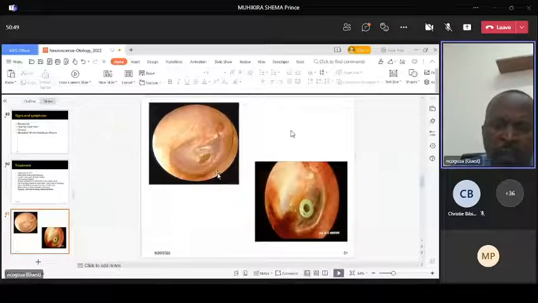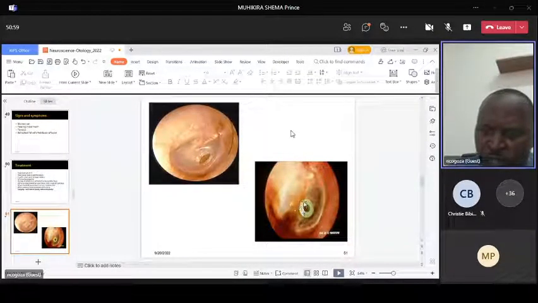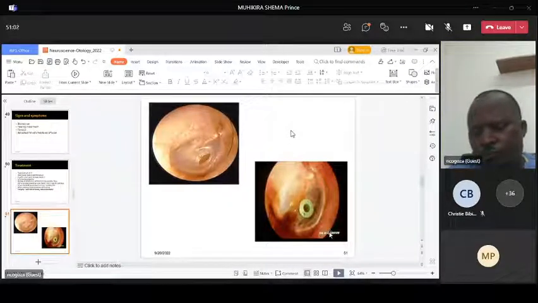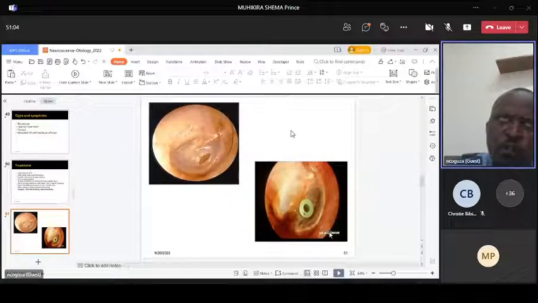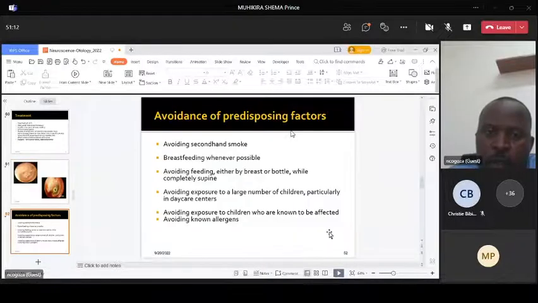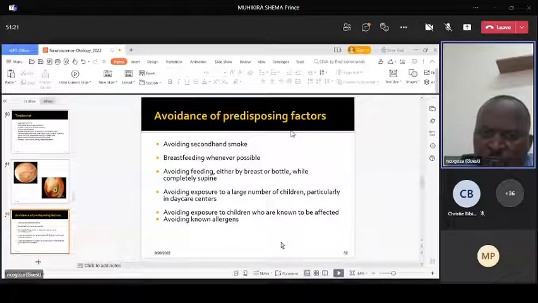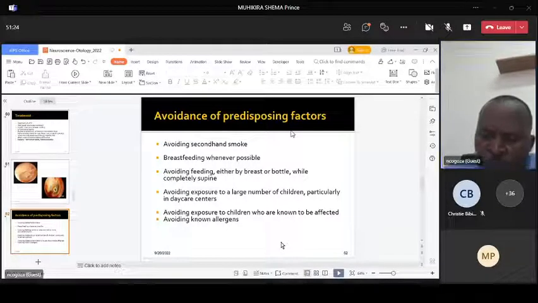So you see, if there is no improvement by treating the cause, we open the tympanic membrane, aspirate the fluid, and put in what we call a ventilation tube. And this ventilation tube will come out by itself after 6 months. So, of course, this is about avoiding the predisposing factors. We don't delay on this. Those causative agents are the ones to avoid.